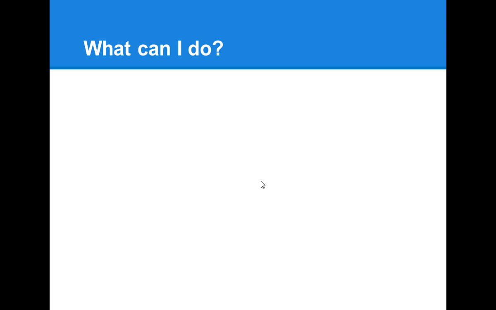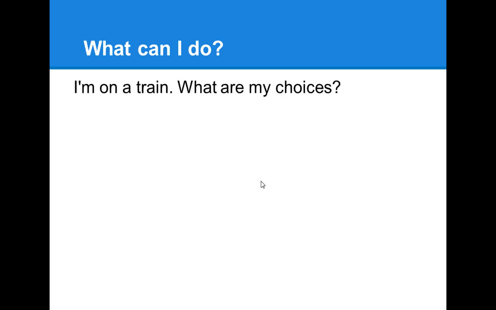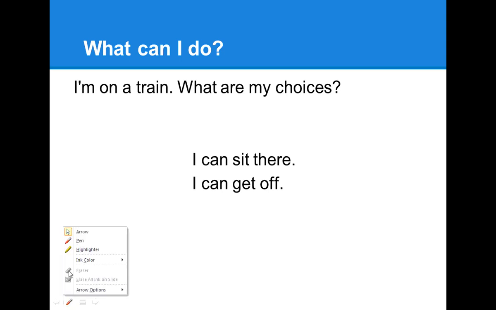So, my first question, what can I do? I'm on a train. What are my choices? Well, I can sit there on the train and do nothing. I can get off the train. I can't do both. It's either one or the other. So let's start going about putting these 2 sentences together.